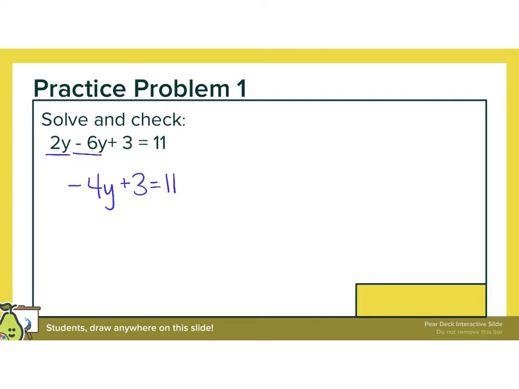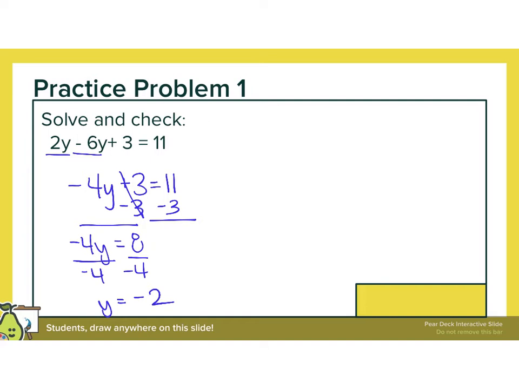All right, I have variables on the left, so I need to get rid of this 3 by doing the opposite to get all my variables on the same side. My constants, sorry. The 3's cancel each other out. Bring down the negative 4y. 11 minus 3 is 8. Isolate by dividing. So y, I think, is negative 2.